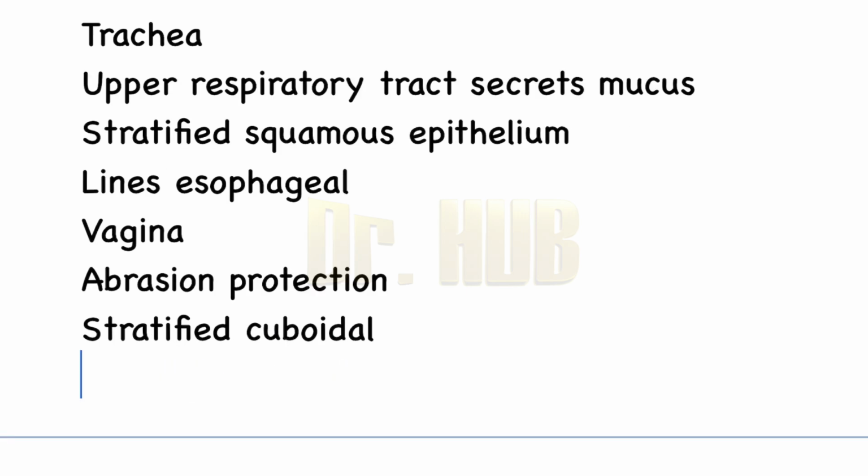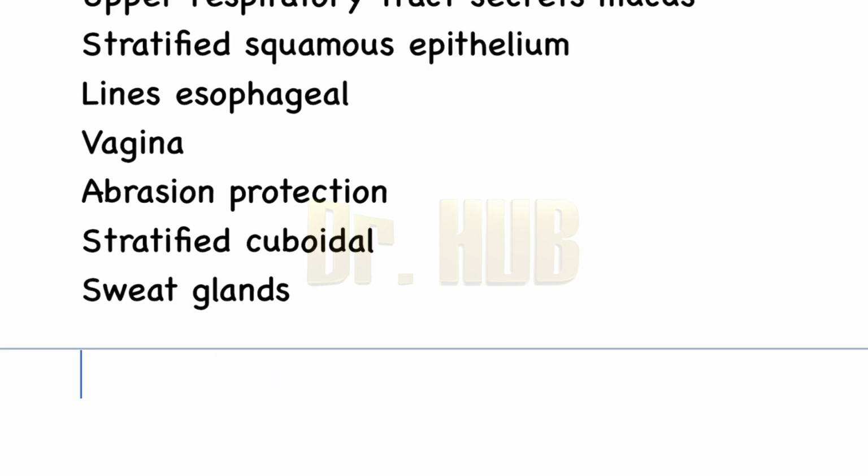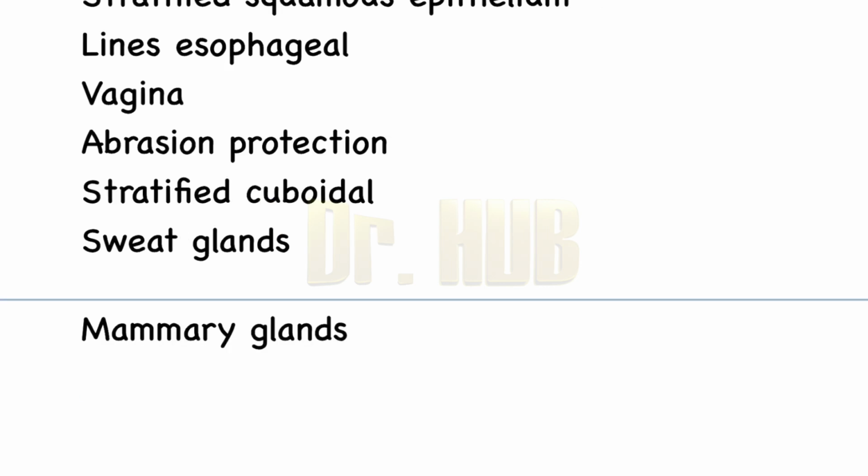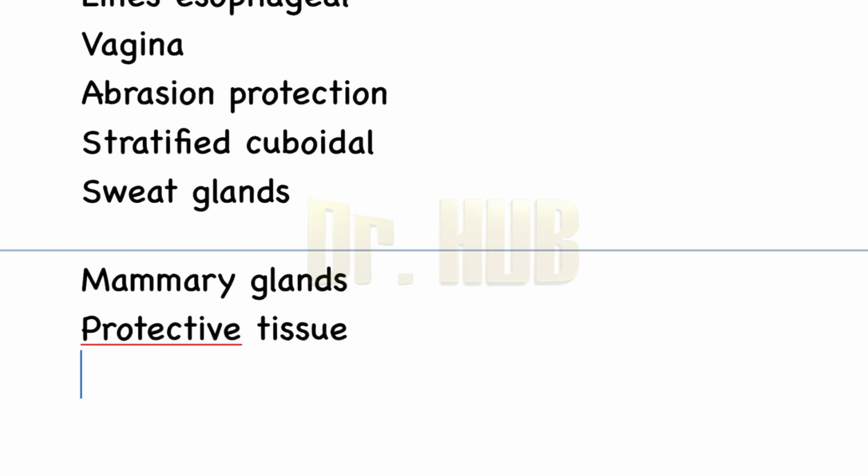In stratified cuboidal, it involves the sweat glands, the salivary glands, as well as the mammary glands. So all these are stratified cuboidal. It is present in the sweat glands, salivary glands, and mammary glands. It is protective of the tissue.